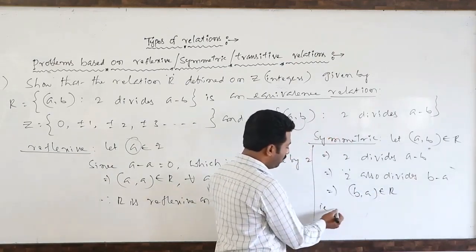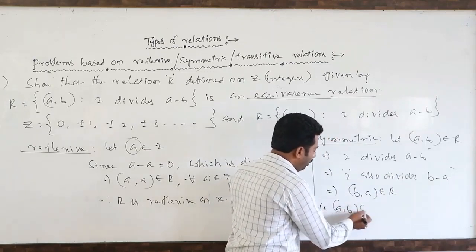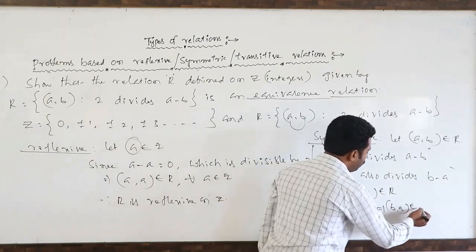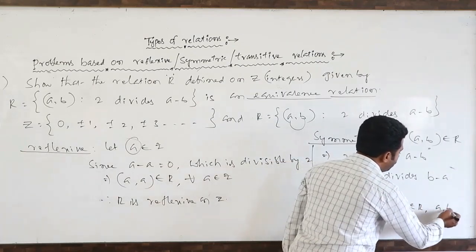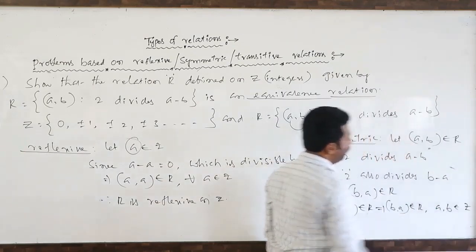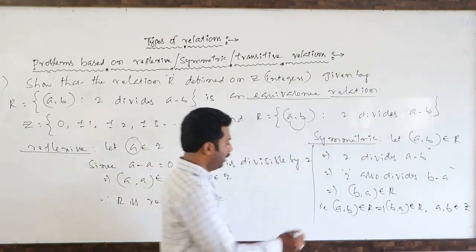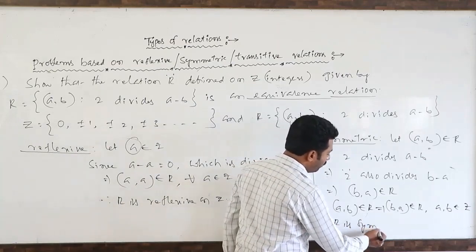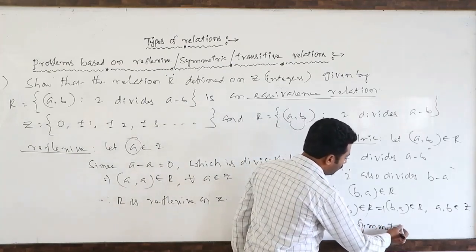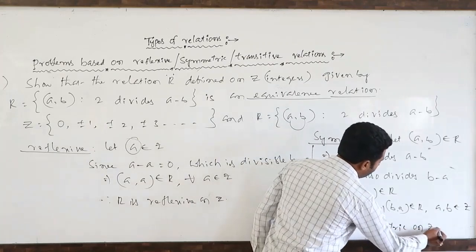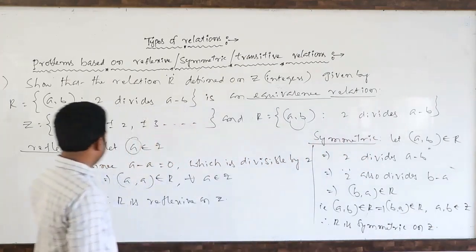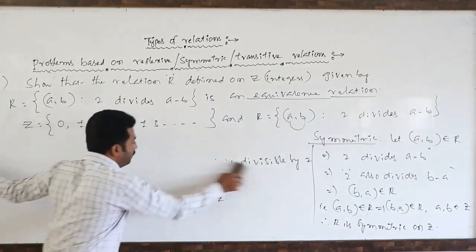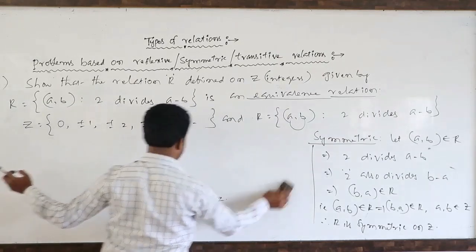That is, (A, B) belongs to capital R, (B, A) also must belong to capital R. This is true for every A, B belonging to the integer set. Therefore, capital R is a symmetric relation on integers. Then we have to check whether capital R is transitive or not.